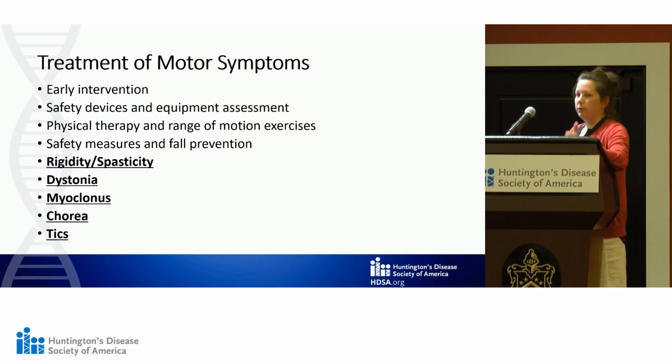Again, safety measures and fall prevention. So we have different medications for the rigidity, or what we call spasticity, dystonia, which is the abnormal twisting or posturing. I didn't mention this earlier, myoclonus, which is this fast-like movement, and I'll show you a picture of it, and then chorea. So we'll share with you the different ways we can treat each of these individual symptoms.